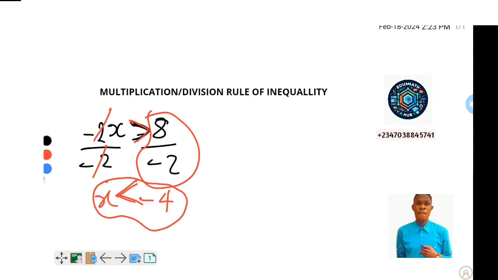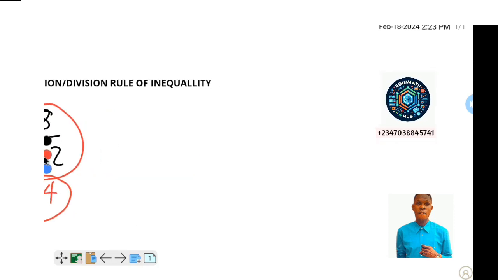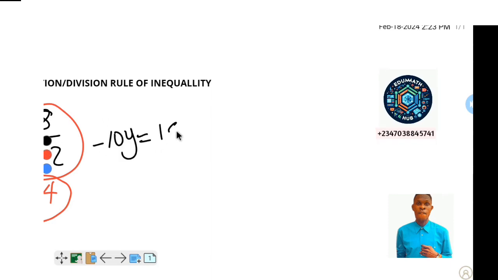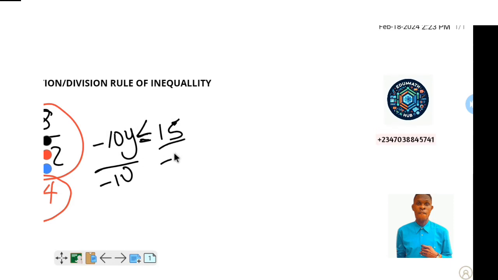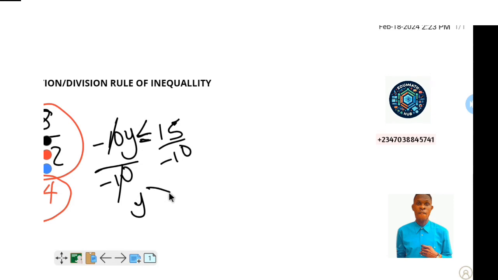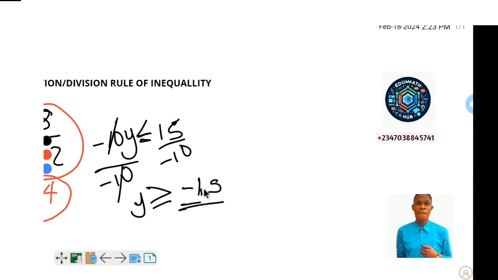Okay, so after solving maybe a question on inequality, at the end of the day you arrive at maybe minus 10y less than or equals to 15. So for you to get y, you must divide both sides by minus 10. Now since you are dividing by minus 10, this sign will change to the opposite form. Then you can now have 15 divided by 10, that will give you minus 1.5. So take note of that.